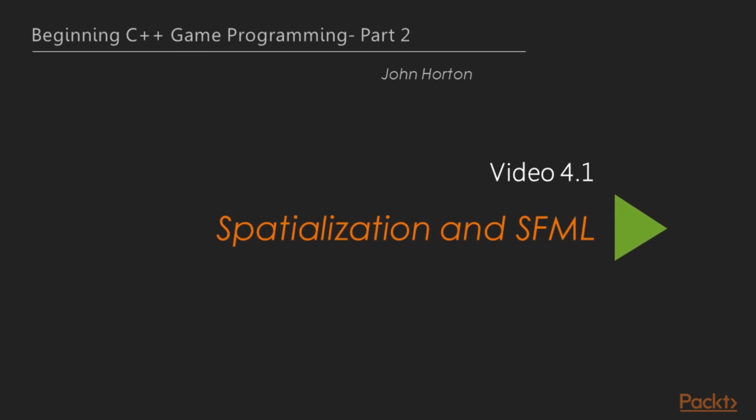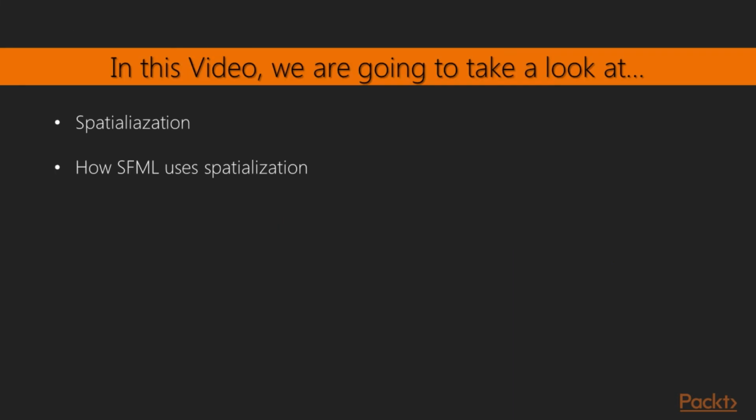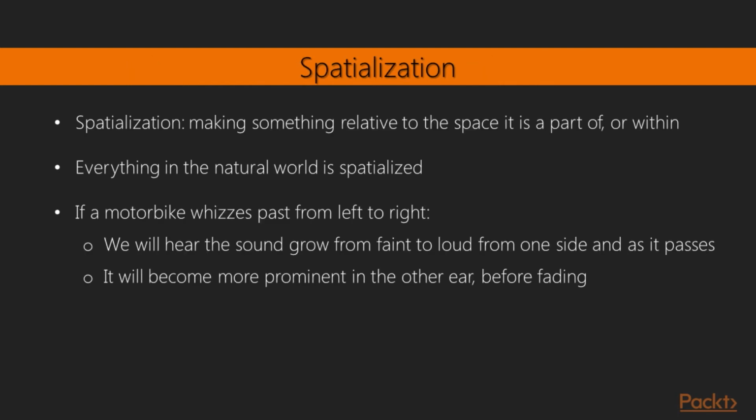Now we move on to the first video of this section, Spatialization and SFML. In this video, we're going to take a look at spatialization and how SFML uses spatialization. Spatialization is the act of making something relative to the space it is a part of or within. In our daily lives, everything in the natural world by default is spatialized. If a motorbike whizzes past from left to right, we will hear the sound grow from faint to loud from one side, and as it passes by, it will become more prominent in the other ear before fading into the distance once more.